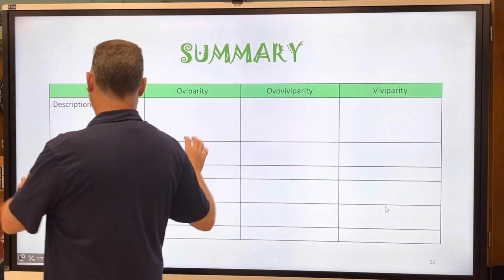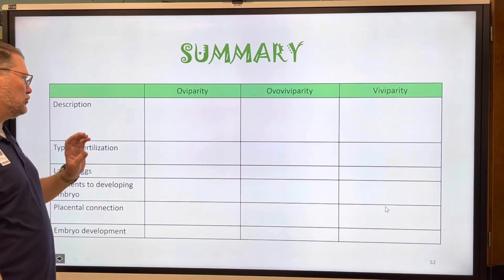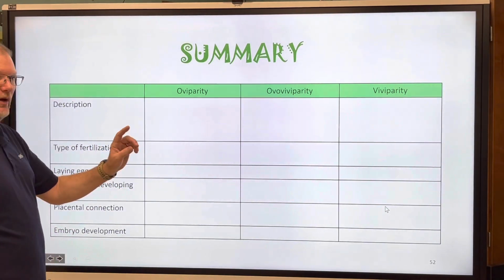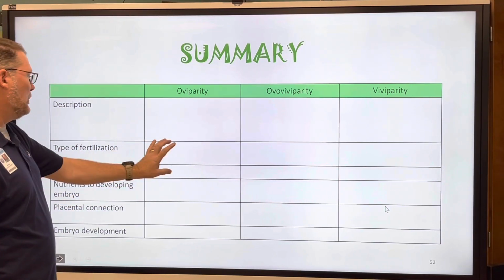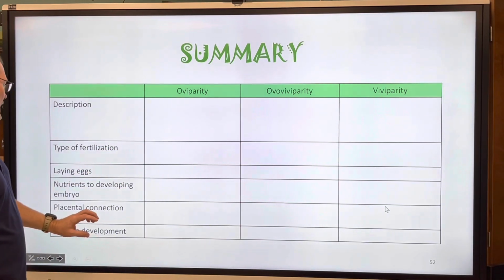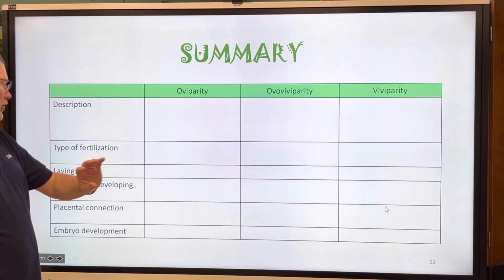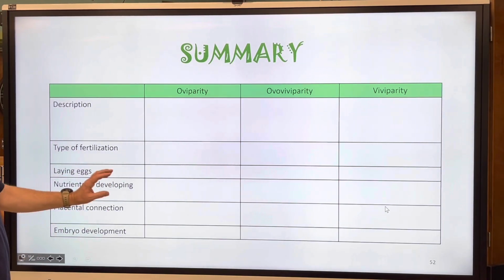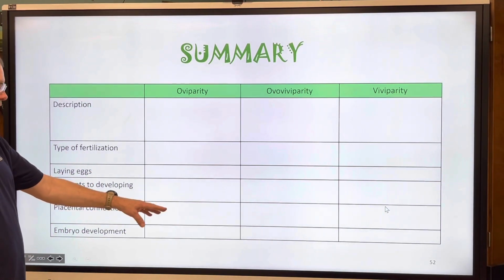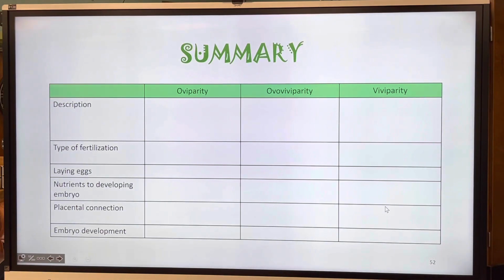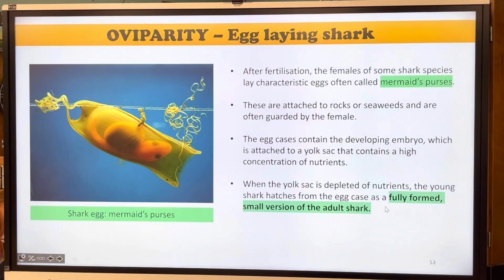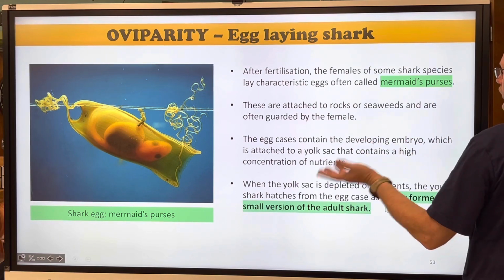So you're going to write a description of each based upon the notes, which we haven't covered fully yet, but you have that video and one of the words already defined. Types of fertilization they are, laying of eggs, that's yes or no. Nutrients to develop the embryo, where do they come from? Is there a placental connection and what's that about? And how do the embryos develop? So your chart is eventually going to look like this, but you'll have to go back into the notes to find that, or just fill it out from what we're about to say, which here we have oviparous, okay?